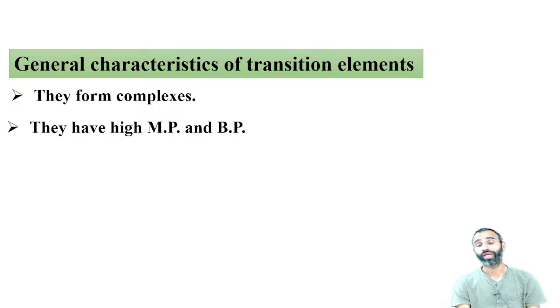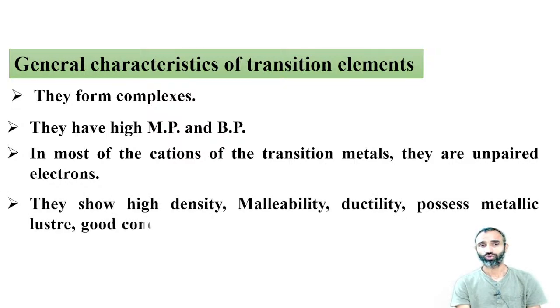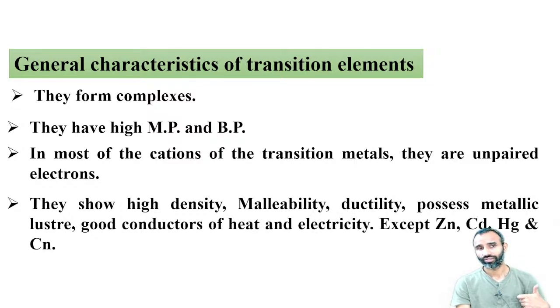They have high melting and boiling points. Why? Because they have a large number of unpaired electrons, so they can form strong metallic bonding. In most of the cations of transition elements, they have unpaired electrons. They show high density, malleability, ductility. They possess metallic luster. They are good conductors of heat and electricity.